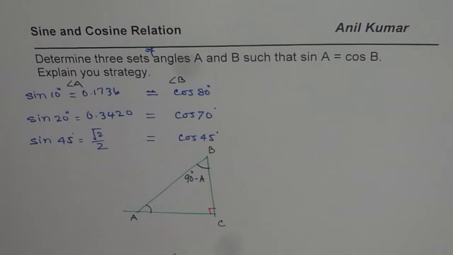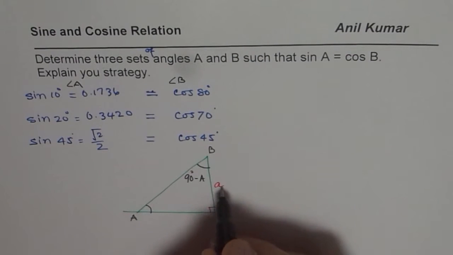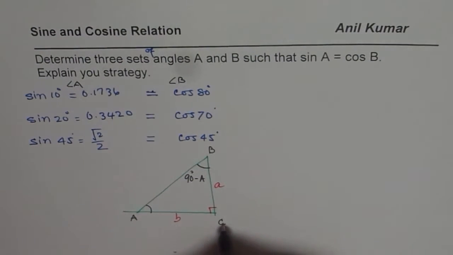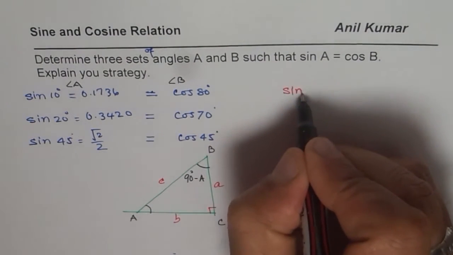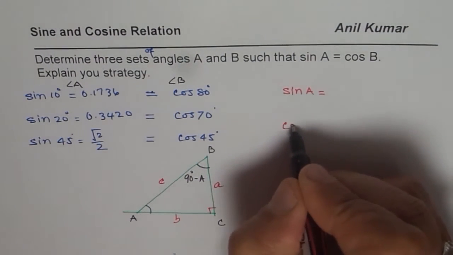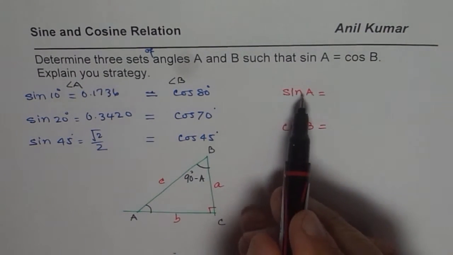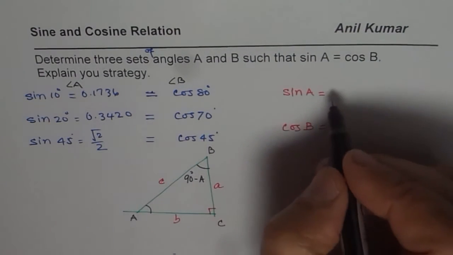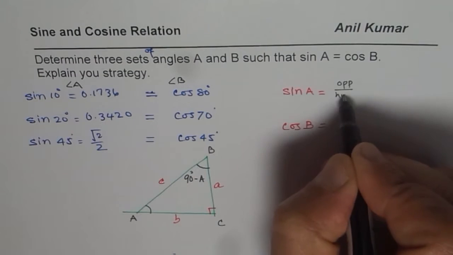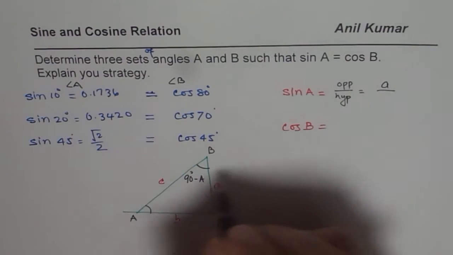Let's look into this explanation also. Opposite to vertex A, we always refer to this side as small a, opposite to B small b, opposite to C small c. Now what is sine of A, and what is cos of B? Sine is opposite over hypotenuse, right? Opposite to A is side a, so sine A is a over hypotenuse c.